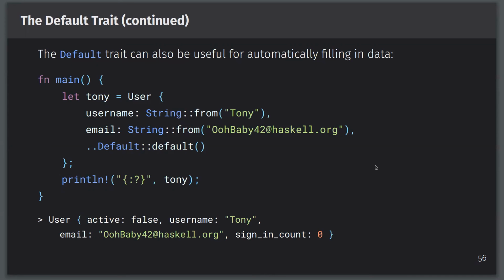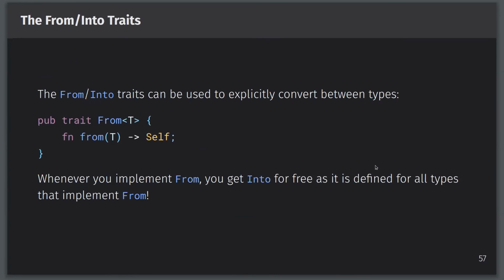You can say, hey, Tony is equal to new user. Username is equal to Tony, email is equal to obaby42@haskell.org, and then just fill in the rest of the defaults. So that's active, which defaults to false, as we can see there, and sign in count, which defaults to zero. When you're creating a new user, they're not active and they haven't signed in yet, so that's fine. That's a use case for it.